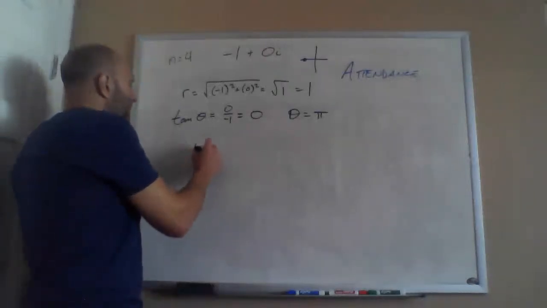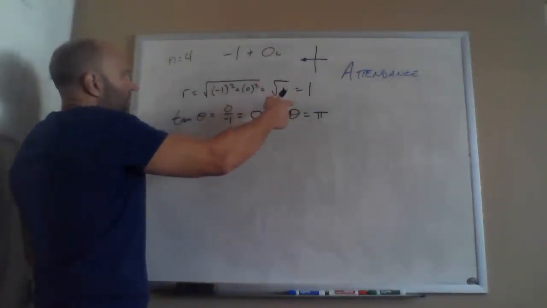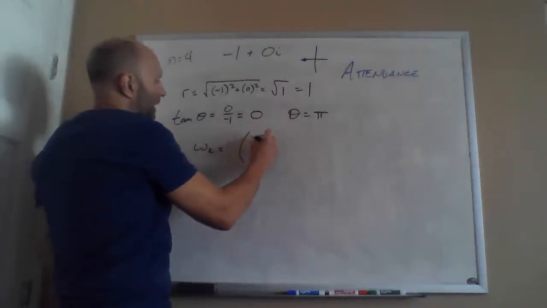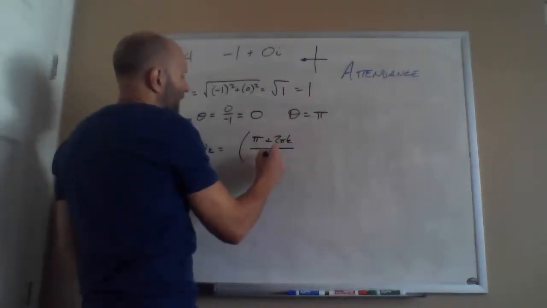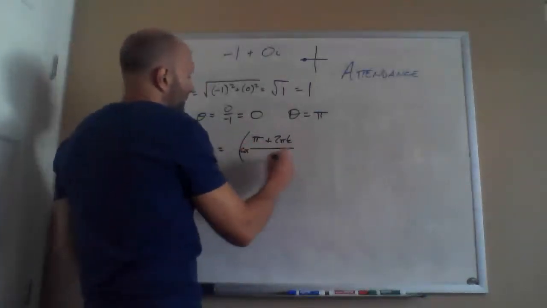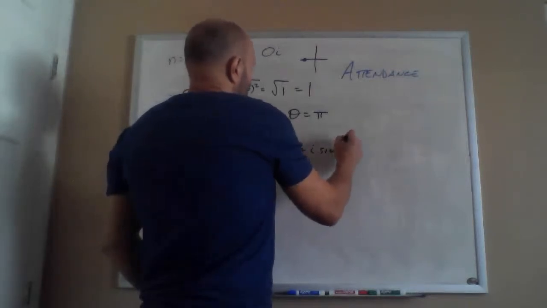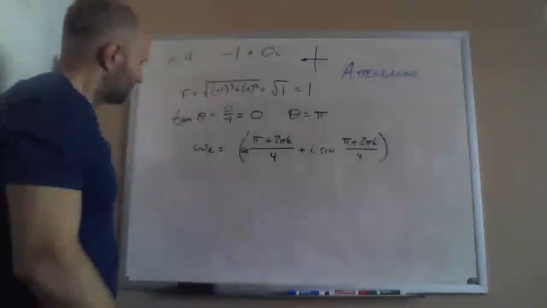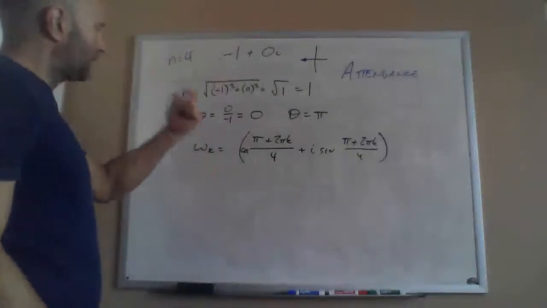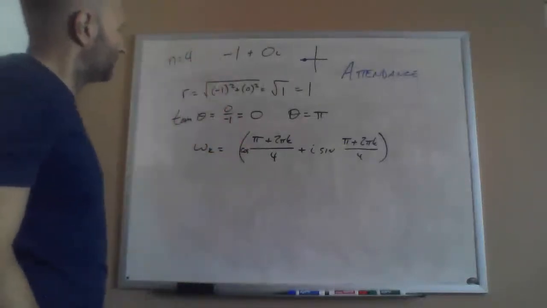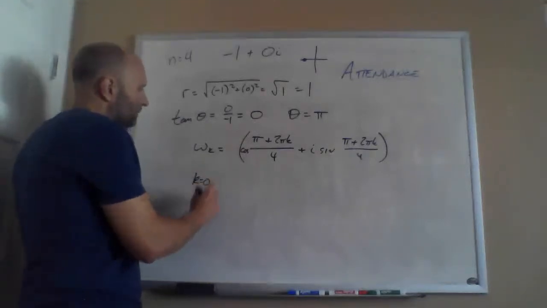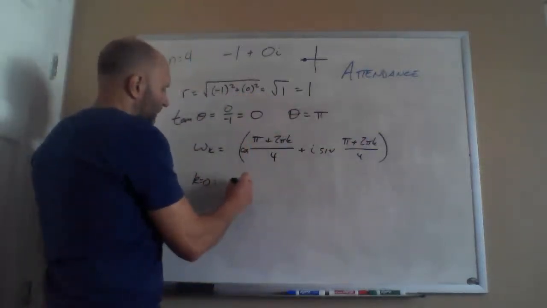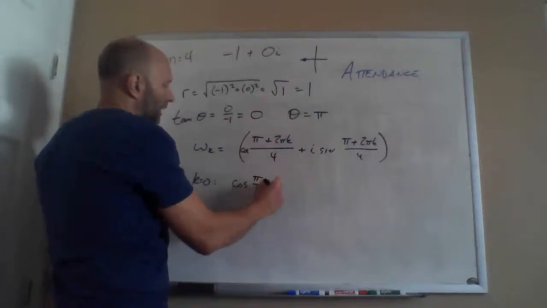All right, so omega k is our r, which is 1 to the 1/4 power, which is still just 1. So really, it's just going to be our theta, pi plus 2 pi k over n, which is 4, cosine, plus i sine of pi plus 2 pi k over 4. So now we have to do k is 0, k is 1, k is 2, k is 3. That's where we stop. So for k is 0, again, this piece drops off.